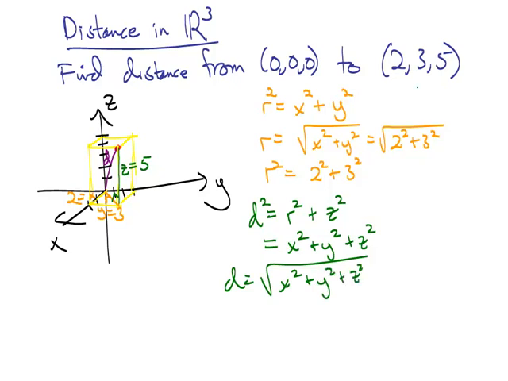And so d itself is going to be the square root of x squared plus y squared plus z squared. That's if we're coming from the origin. We just take the coordinates, square them, add them, and take the square root. So we get the square root of 2 squared plus 3 squared plus 5 squared. Oh, it's 4, 9 is 13. 13 and 25, I guess, is 38. The square root of 38 is our distance.